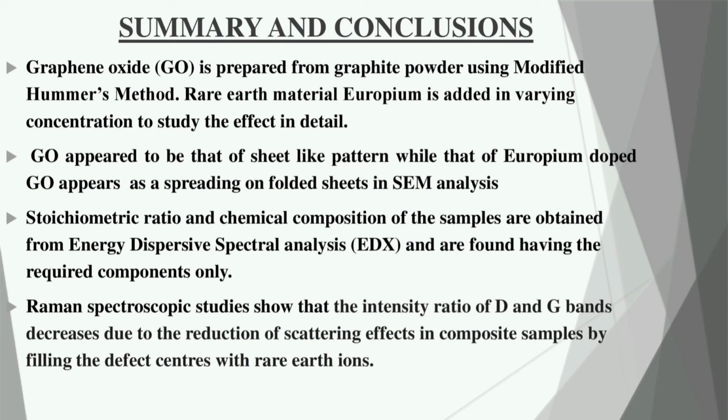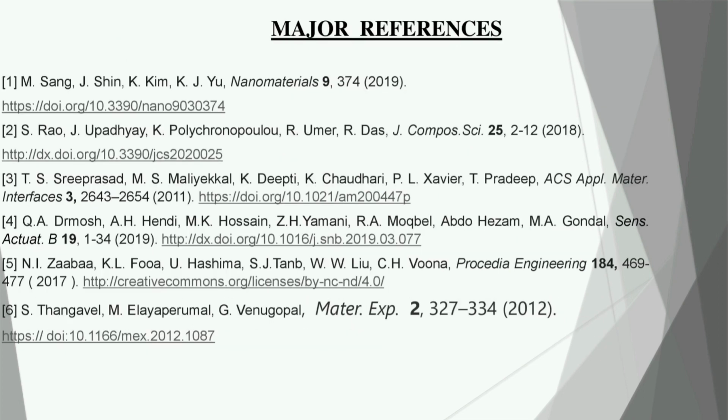Next, we found the chemical composition and stoichiometric ratio using EDX method and found the samples contained required components only. Finally, doing Raman spectroscopic studies on samples showed that the intensity ratio of D and G bands decreased due to the reduction of scattering effects in composite samples, and thus concluded our experiment.